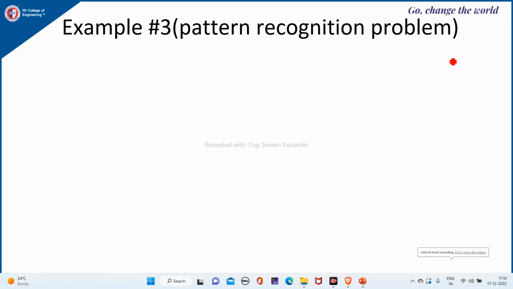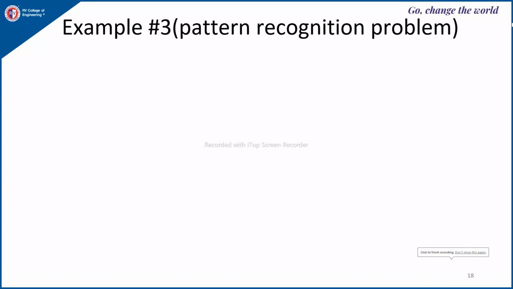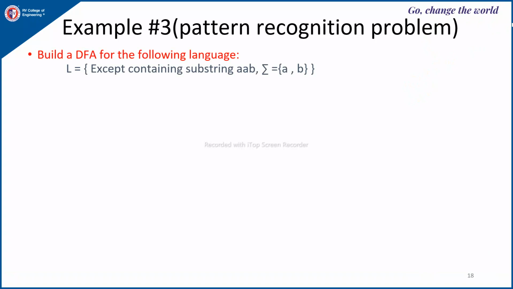Next problem on DFA construction under the pattern recognition problem. Suppose I want to build a DFA for the language L equals the set of all strings over {A, B} except those containing the substring AAB. For this kind of problem, I first construct the machine for containing the substring AAB, and then I complement it: final states become non-final and non-final states become final. So let us see how to do this.